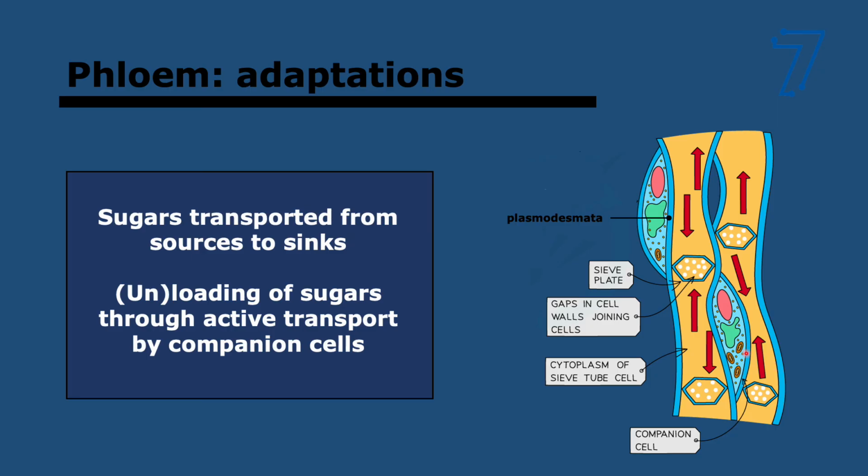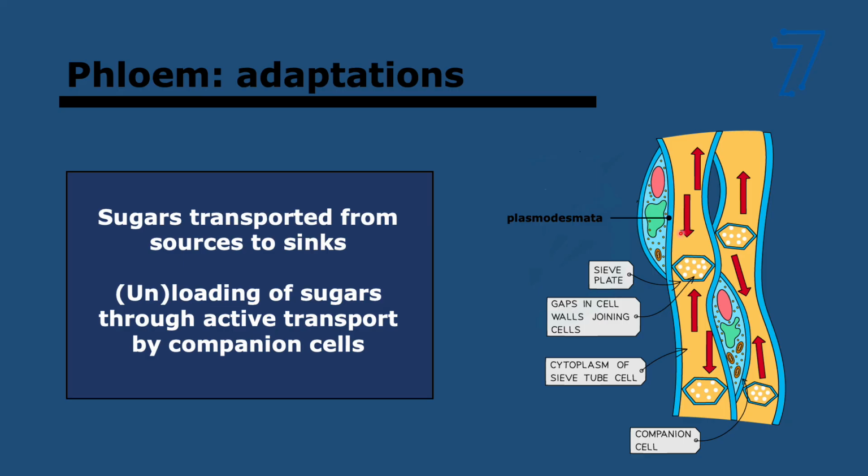Then to actually load and unload sugars at sources and sinks, active transport is required. But these cells, right, the sieve elements, can't do it in enough quantity. Why? Because they have very limited cellular components. So they have these companion cells, which are adjacent, and they have a lot of mitochondria. So companion cells also have cytoplasmic connections with the sieve elements, which are called plasmodesmata. You can't really see it in the image, but they would be over here, right?